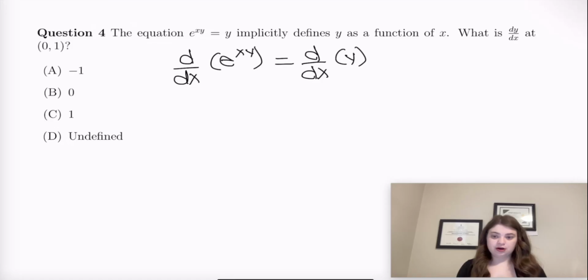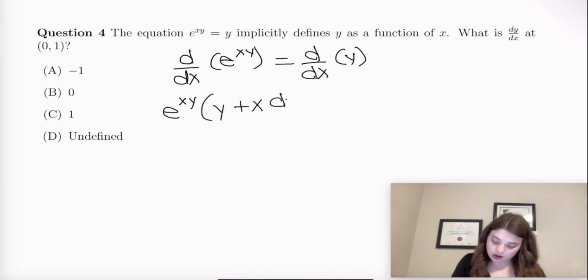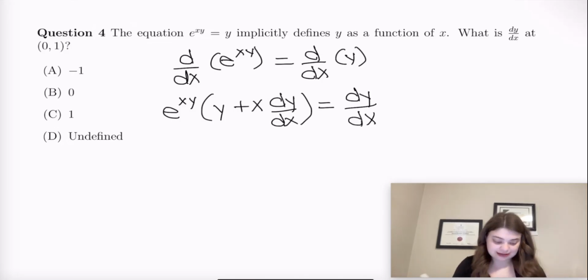Well, of course, the first part is just repeat e to the power xy. There we go. And then we also have to take the derivative of x times y with respect to x, because we have to use the chain rule here. So that's going to give us y plus x dy over dx. And then what is the derivative of y with respect to x? Well, that will just be dy over dx.